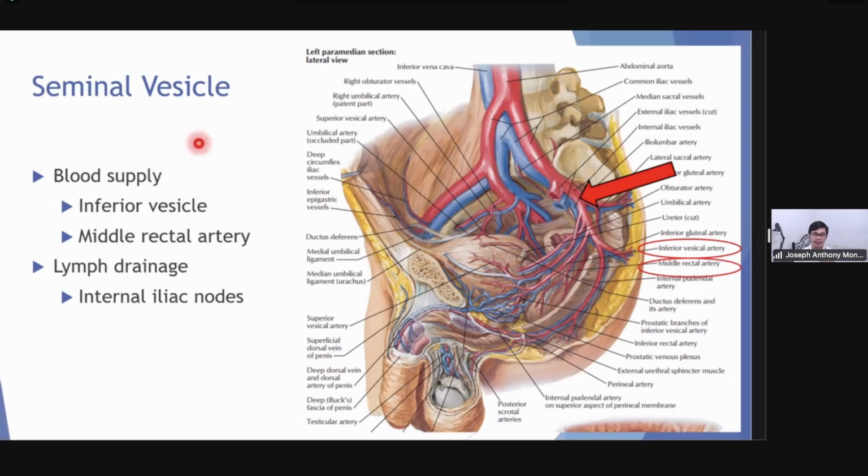And from the name itself, it drains towards the internal iliac veins. So don't be confused. Important to take note lang for this type is the internal iliac artery as well as this inferior vesicle and middle rectal artery. Later on, you'd appreciate majority of the structures will be really supplied by your internal iliac artery and its terminal branches.